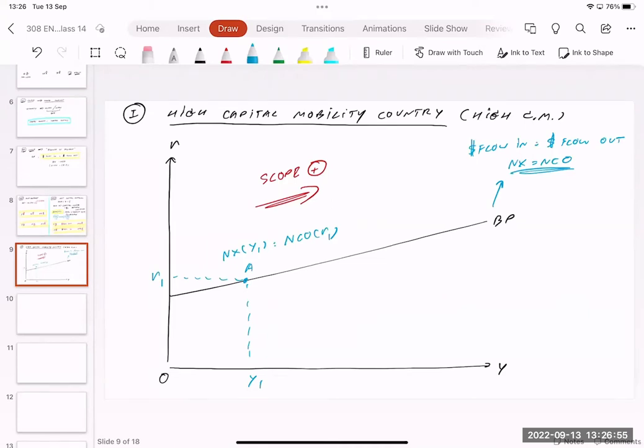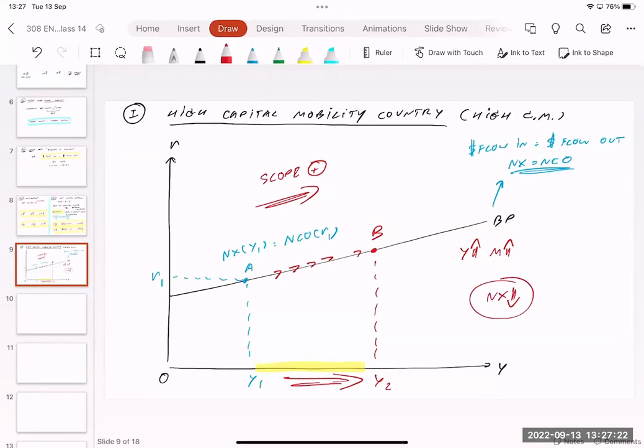And then if we move along the curve from point A up to point B, GDP is increasing a lot. What does it mean? When GDP increases, people have more money, and they are going to import more. When people import more, NX goes down. And point B stays on the BP curve. If NX goes down, NCO should go down too, right? NCO should go down in the same way.